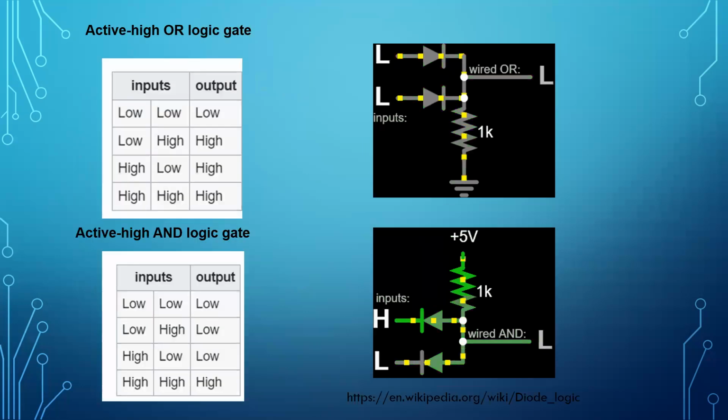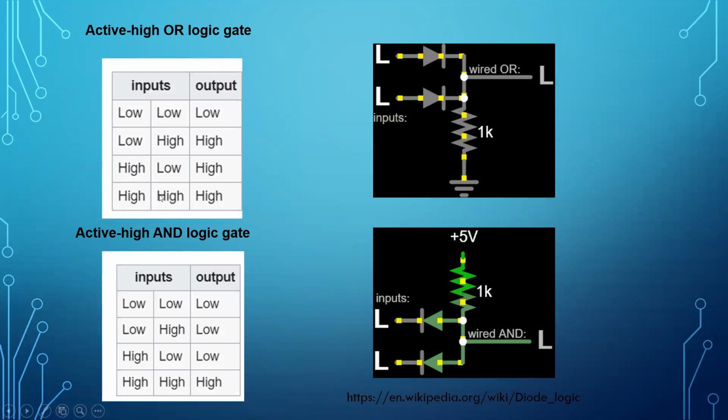If I want to create an OR gate using diodes, I have to connect these two diodes in such a manner, as shown in the figure. If both inputs are low, both the diodes will be reverse biased and no current will be flowing, and you'll get a low output. If any one input is high, then the diode will be forward biased and it will conduct, and you will get high voltage here.